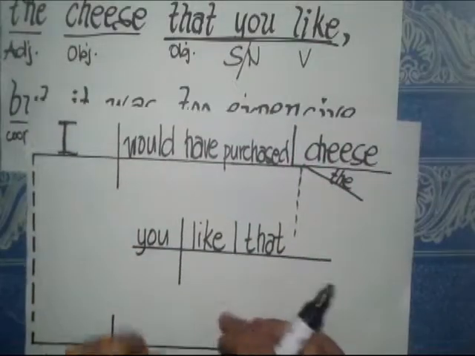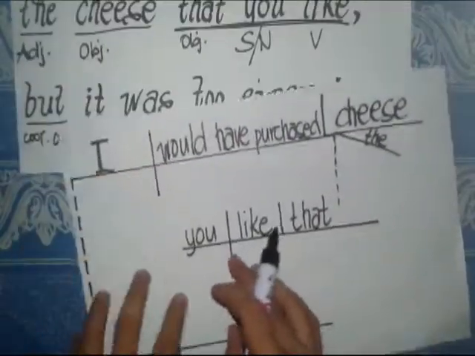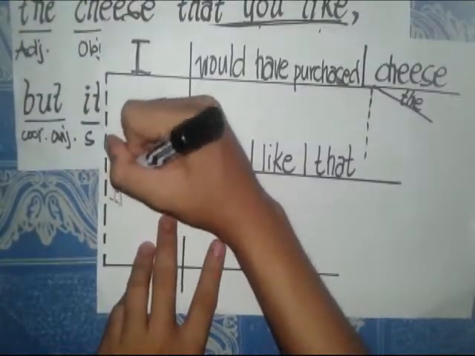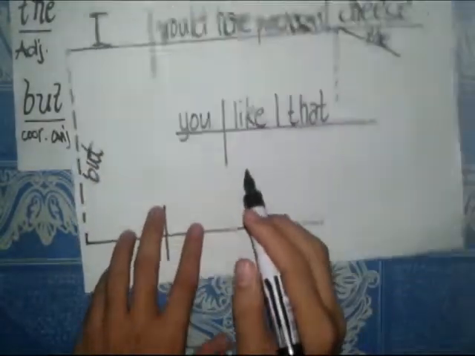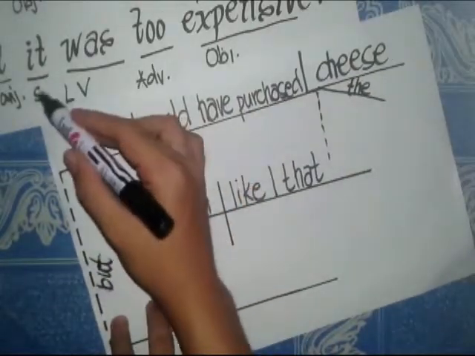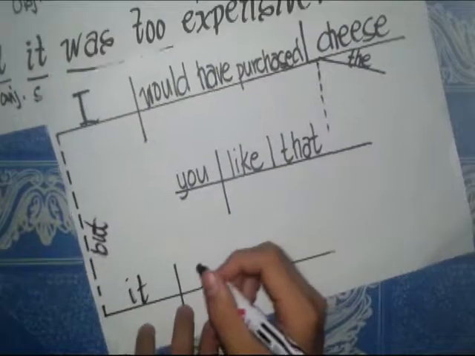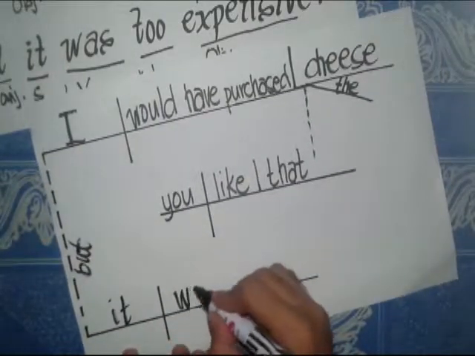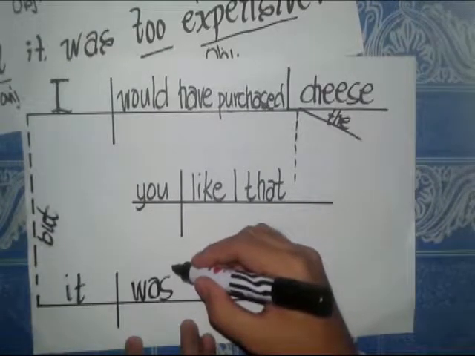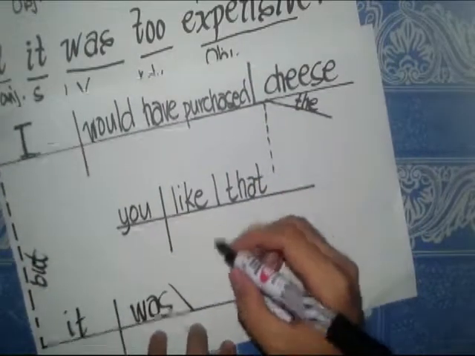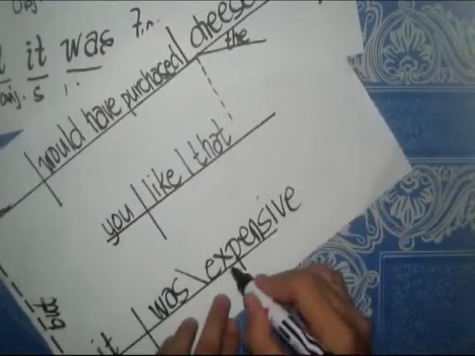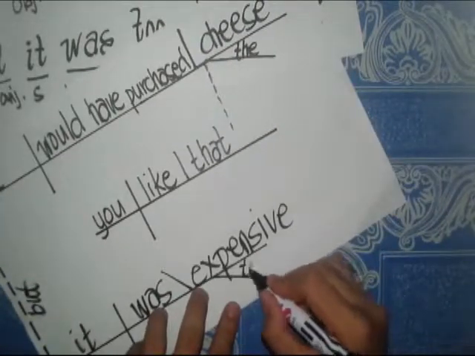Okay, let's proceed. Here we're going to put the coordinating conjunction, which is but. Then here we will put another subject in this sentence, the word it. So put it here. Then was as the verb. Was here is a linking verb, so we'll put a slant line, and then put expensive here as the object, and underneath it is the adverb too.